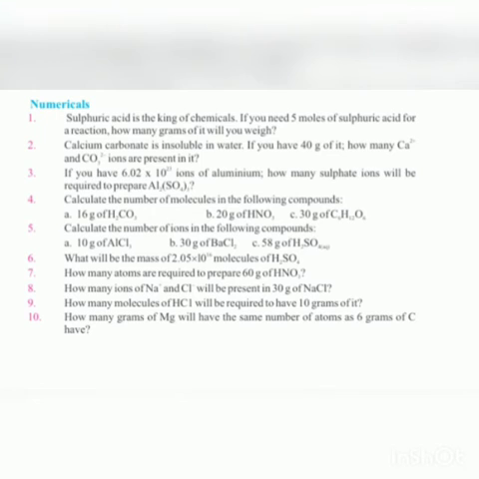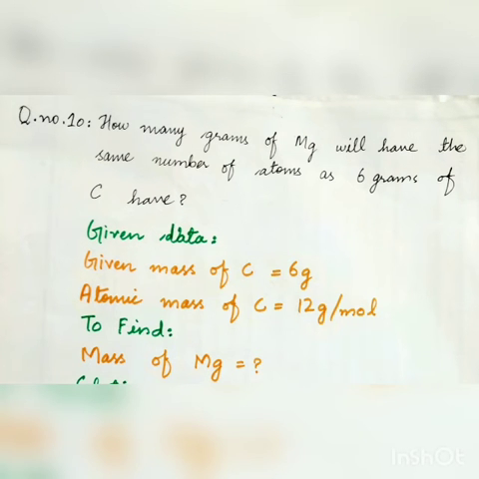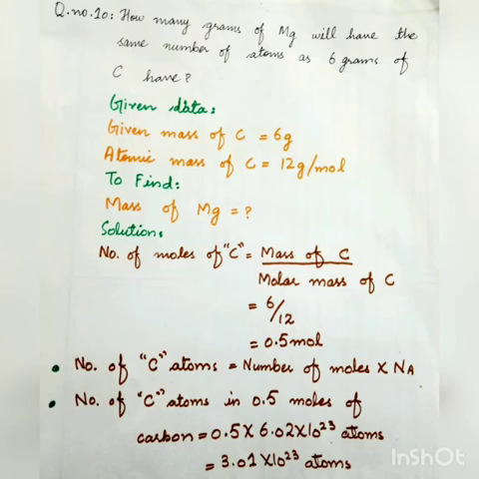Now, the last numerical is how many grams of magnesium will have the same number of atoms as 6 grams of carbon have. As we have given mass of carbon, that is 6 gram, and atomic mass of carbon is 12 gram per mole. We have to find the mass of magnesium. We can calculate the number of moles of carbon by the formula mass of carbon over molar mass of carbon. So we will get 0.5 mole. So the number of moles of carbon is 0.5.